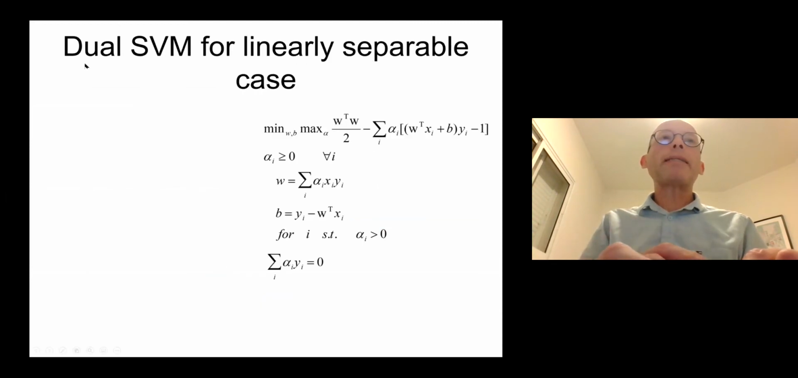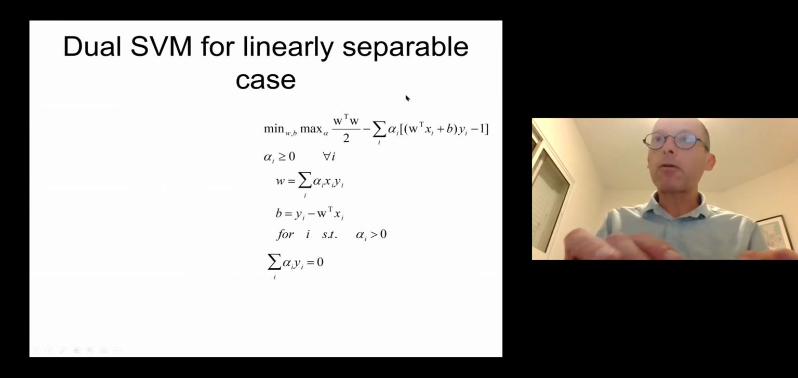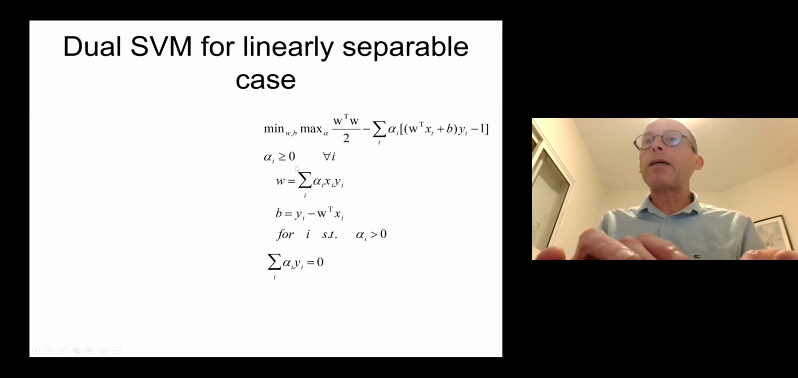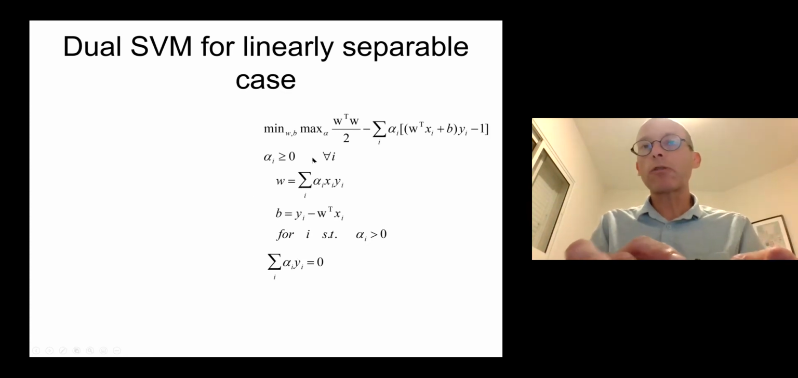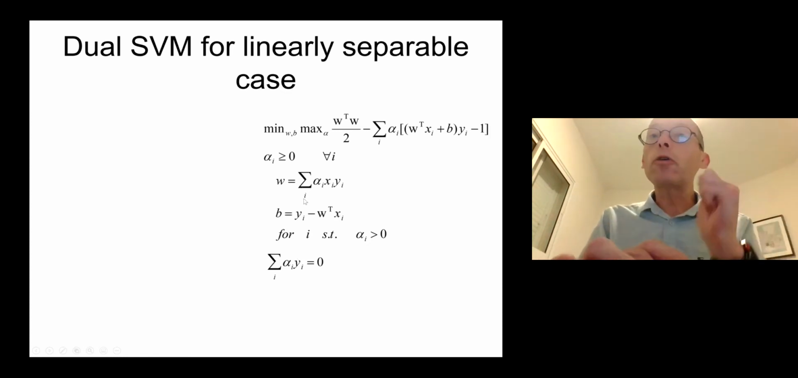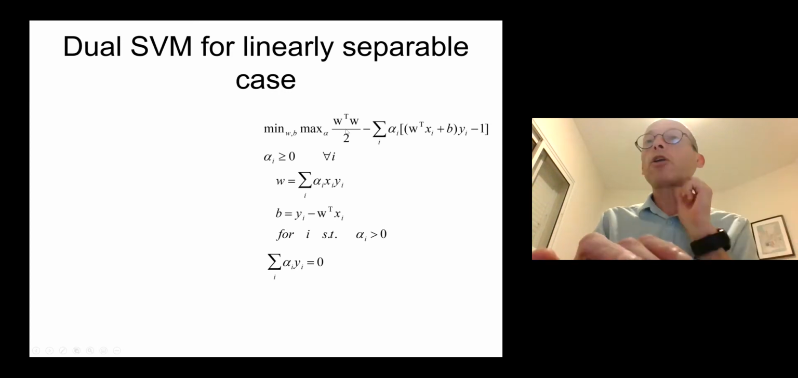Okay, but this is not enough for us. We still want to get a slightly less complicated function. So this is, again, the optimization function we had. Remember, this is the min max with the Lagrange multiplier, and then we took the derivative, and we got to some constraints.